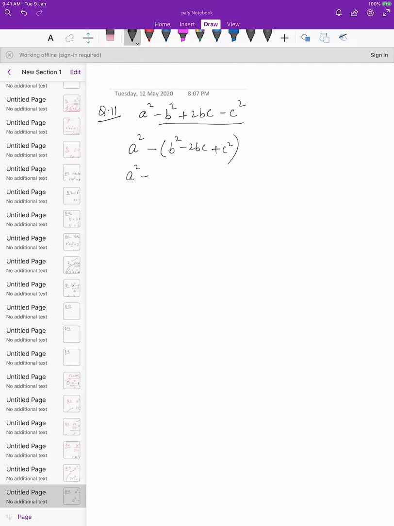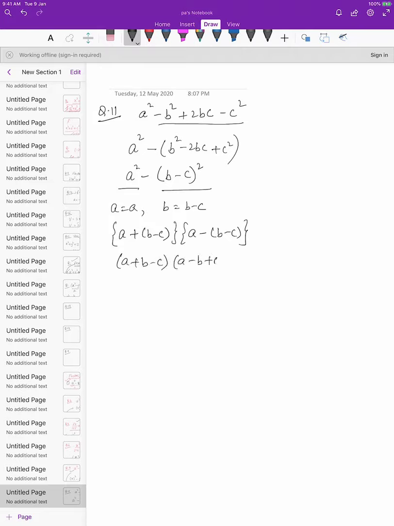Now the moment you write it this way, do you think that this resembles the identity b minus c whole square? After writing this, now this is the format a square minus b square, where your a will be a only and your b will be b minus c. So what is the identity for a square minus b square? It's a plus b into a minus b. So a plus b, and the second bracket will be a minus b. Hence we get a plus b minus c and a minus b plus c as the factorization of this given expression.